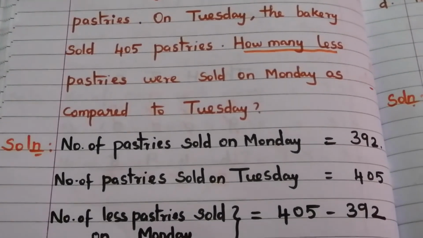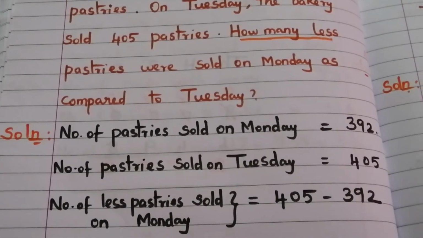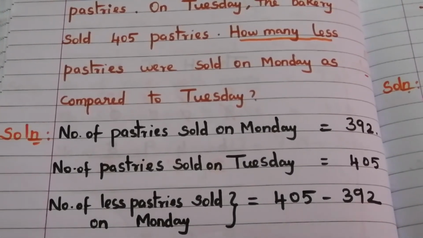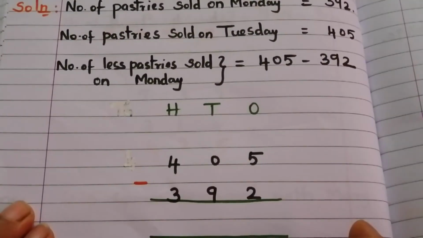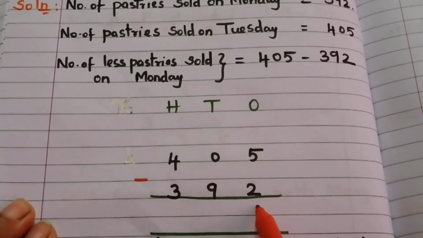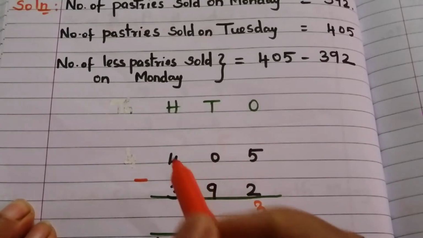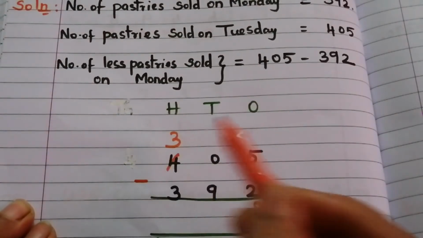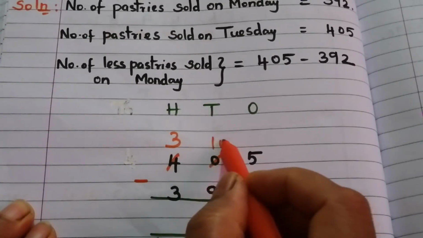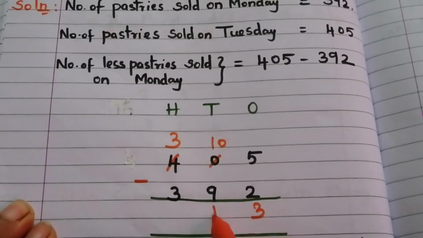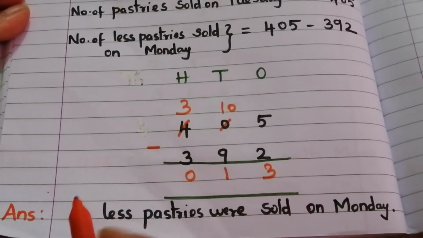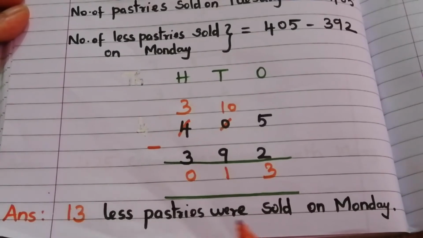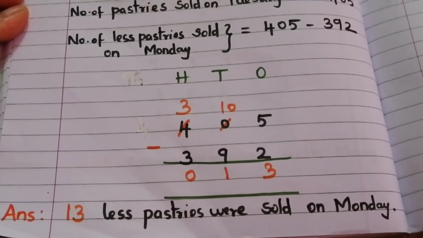So number of fewer pastries sold on Monday equal to 405 minus 392. So write these two data vertically. Then start subtraction from ones place. 5 minus 2 is 3. We can't subtract 9 from 0. So borrow from 4, it becomes 3 and this 0 becomes 10. 10 minus 9 is 1. 3 minus 3 is 0. So 13 fewer pastries were sold on Monday.